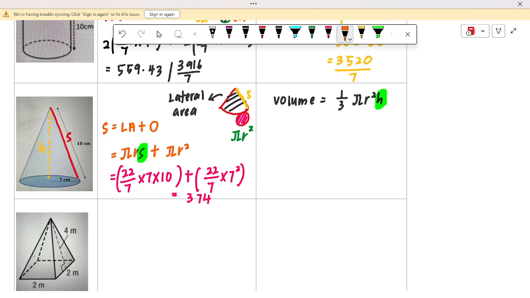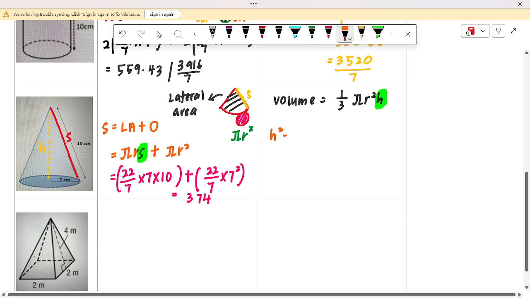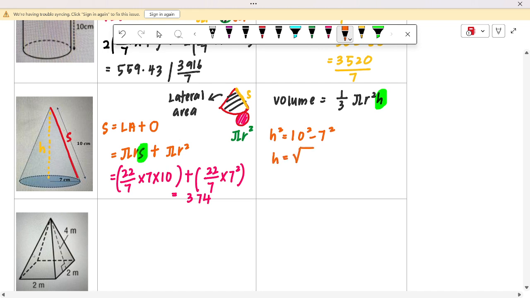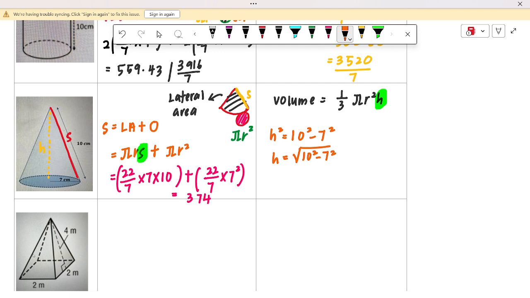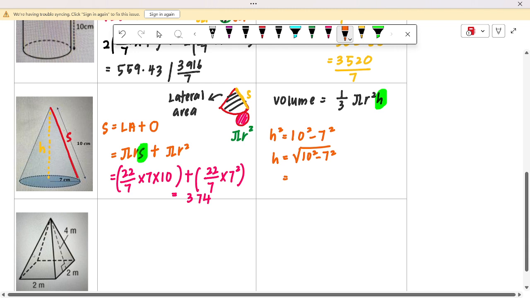For your height, h square is equivalent to 10 square minus 7 square. So your h will be the square root of 10 square minus 7 square, which will give you 7.14. This will be your height.